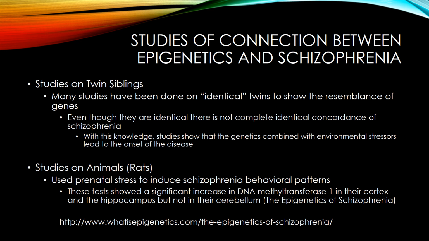And actually, the genes in one twin sibling were a little different than the genes in the twin that didn't have it. And that gene is what they've been looking at to find out how that modification has changed and how one twin has this disorder. And on the rats, they use prenatal stress to induce schizophrenia behaviors inside the rat. These tests showed a significant increase in DNA methyltransferase 1, which is in their cortex and the hippocampus, but not in the cerebellum, which is basically the main part of how someone would act or show certain things, because that's basically in the brain.